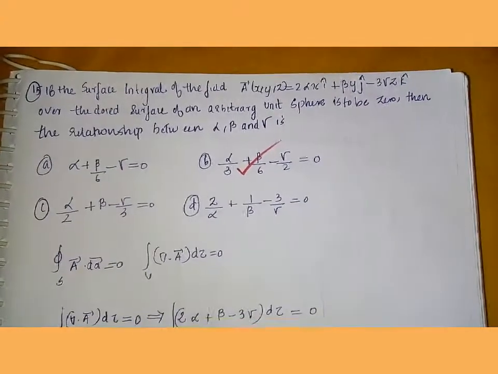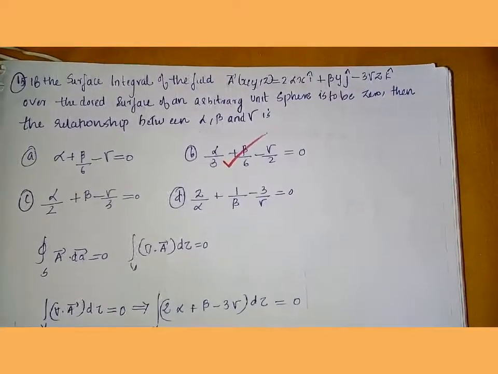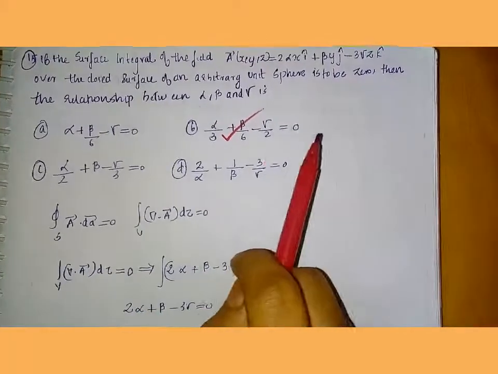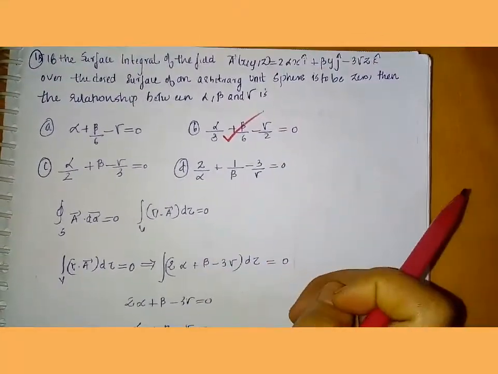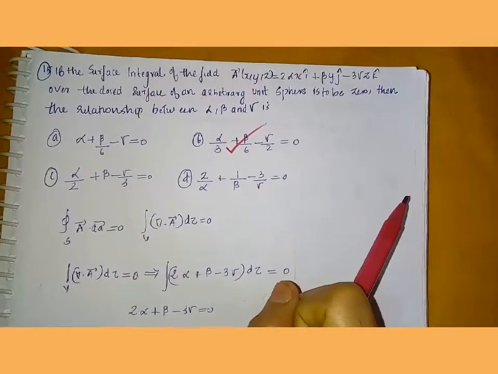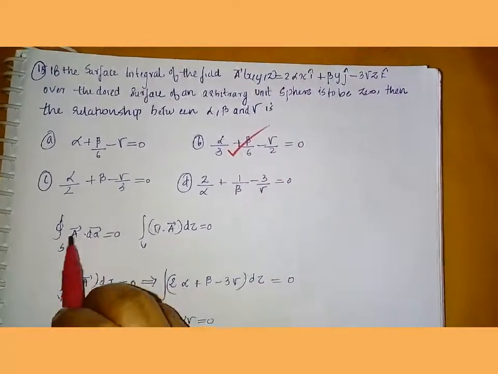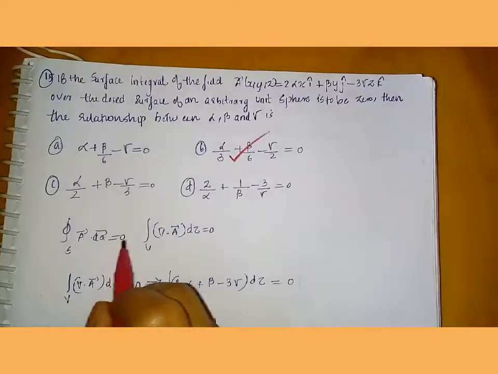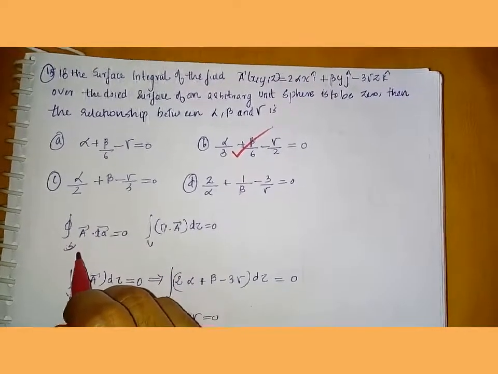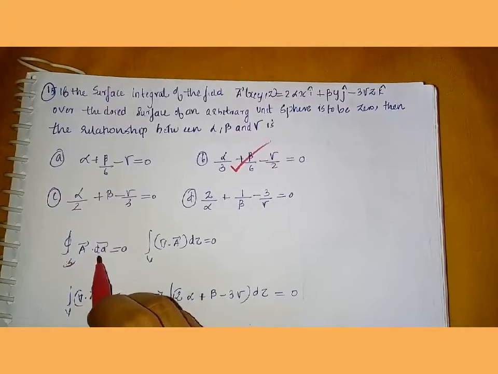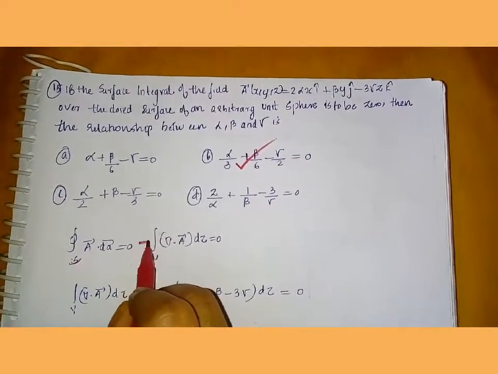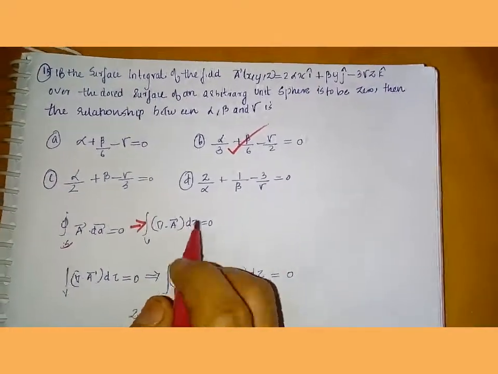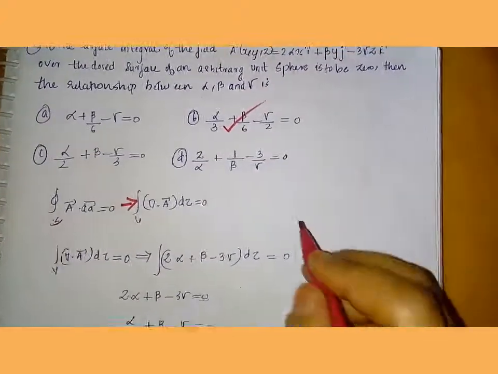In this question, they have given the surface integral of the field. The surface is given, and we have to find the relationship between alpha, beta, gamma by doing the surface integral over the surface. We know that a surface is given, we have to find the surface integral, that is, the closed surface integral of A dot dA is equal to 0. We have to change it into the volume integral of del dot A dτ. This is the Gauss divergence theorem.